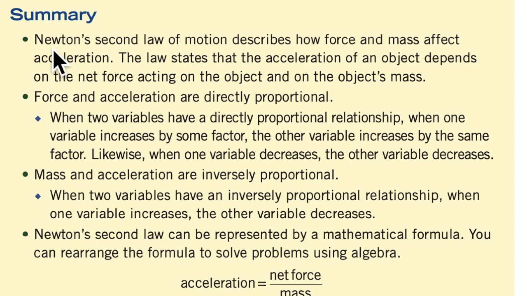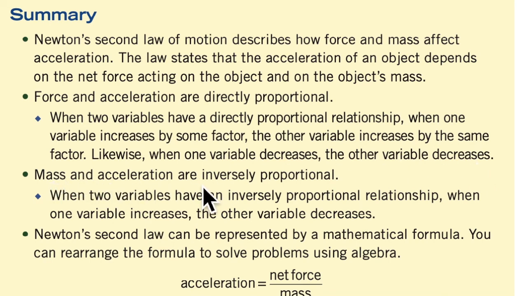Summary. Newton's second law of motion describes how force and mass affect acceleration. The law states that the acceleration of an object depends on the net force acting on the object and on the object's mass. Force and acceleration are directly proportional. When two variables have a directly proportional relationship, when one variable increases by some factor, the other variable increases by the same factor. Likewise, when one variable decreases, the other variable decreases.